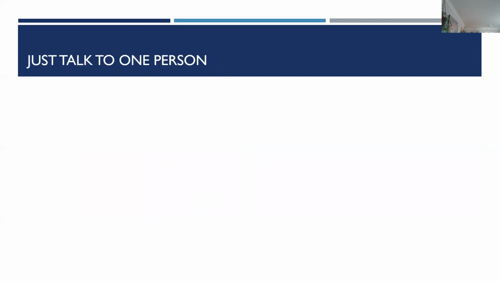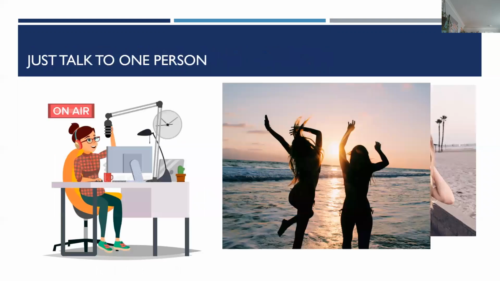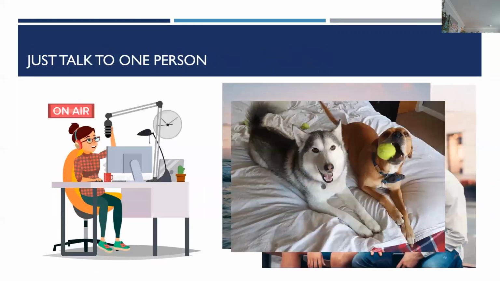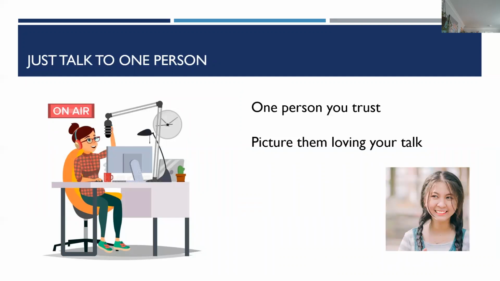So the way that we were trained when I was working in radio to deal with this is just to think of one person. Now, maybe you're talking to your mom, maybe it's your best friend, maybe it's your roommate, maybe it's your dog. It doesn't really matter, but find one person you trust and picture that you're talking just to them and they love your talk. And ignore the haters, because haters gonna hate, right? So don't think about all the people that might not be liking your talk. Think about the people who love your talk and talk slowly to them. And if you picture them loving your talk, it will do wonders.